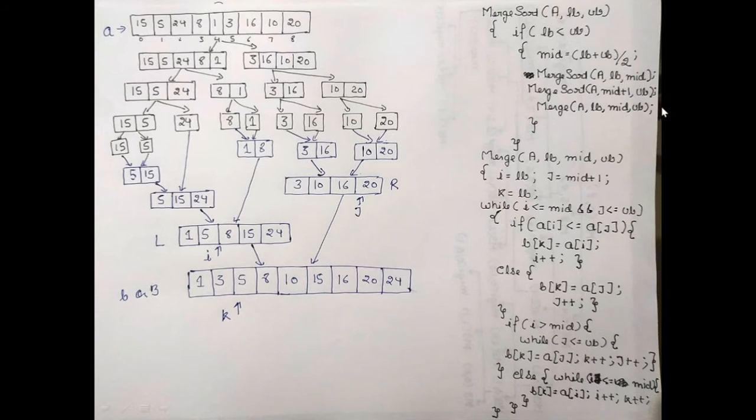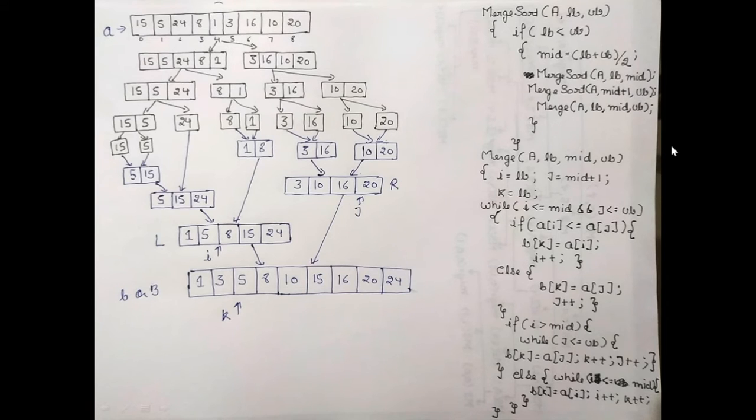As I've told you before, in merge sort we first divide the array into equal halves, and after sorting them we merge them again. So for division we have merge sort here, and for merging we call a separate function called merge. This function merge requires the parameters: the array A, the lower bound, the upper bound, and the midpoint. What is the meaning of lower bound, upper bound, and midpoint? We'll see in a minute.